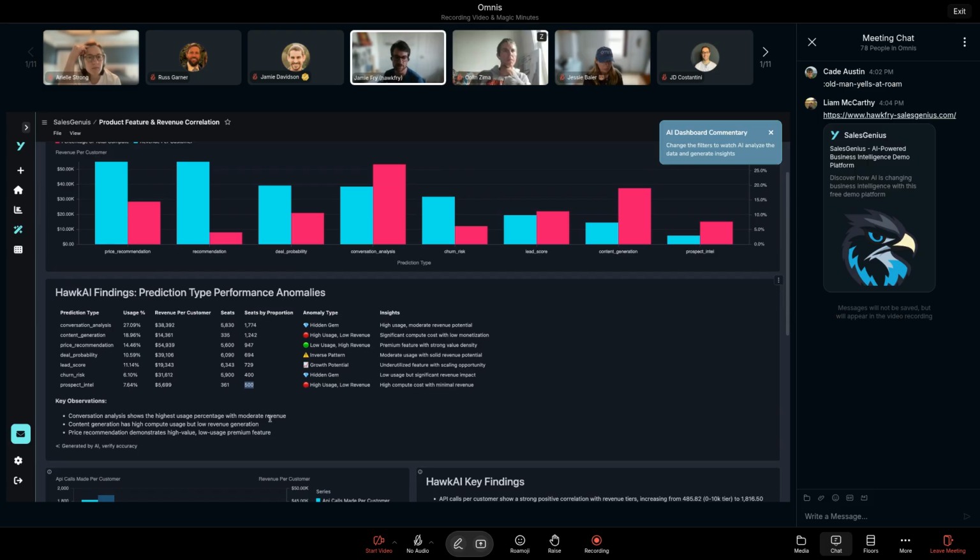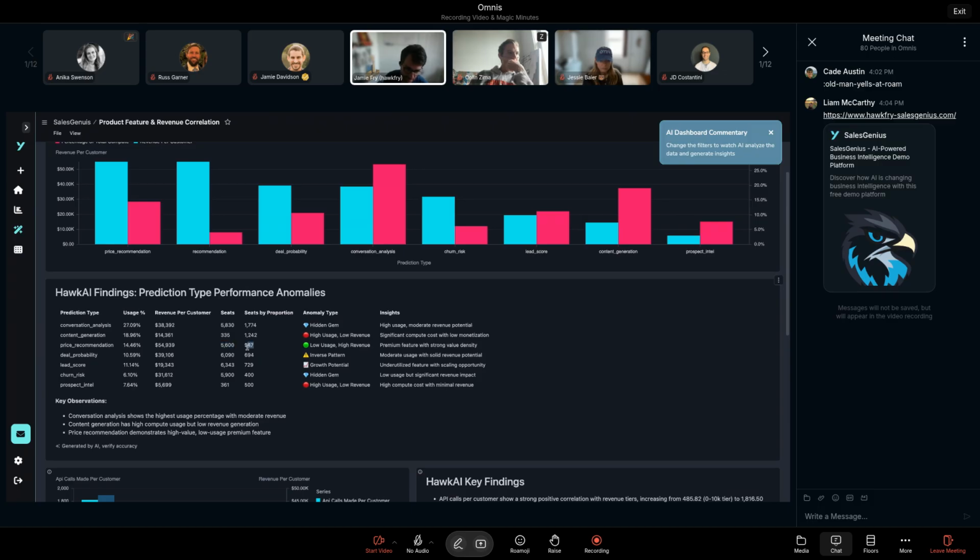So if we were to scale up the prospect intel endpoint, we would end up with a very expensive feature, and actually it's not really being used that much either in terms of the number of customers using it. Whereas with our conversion analysis and our price recommendation, we have pretty high revenue per customer using it. And then if you look at the number of seats using it, that's a high usage.